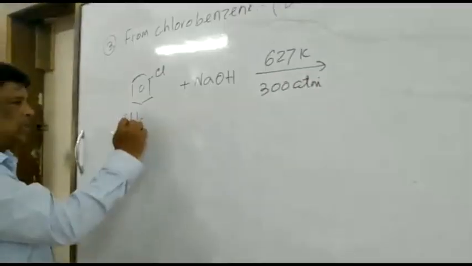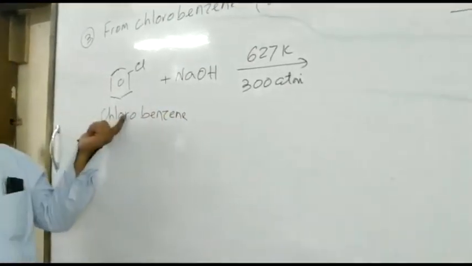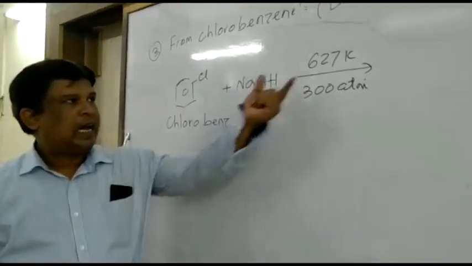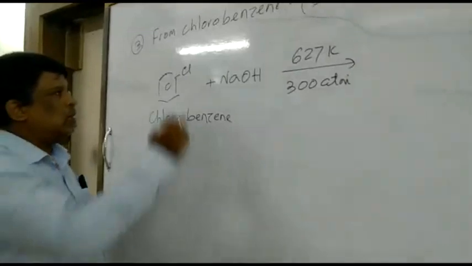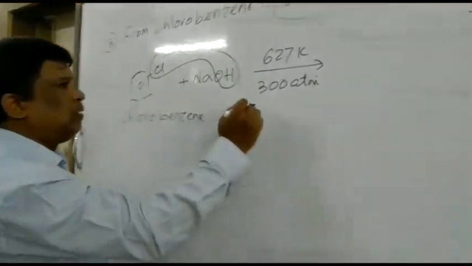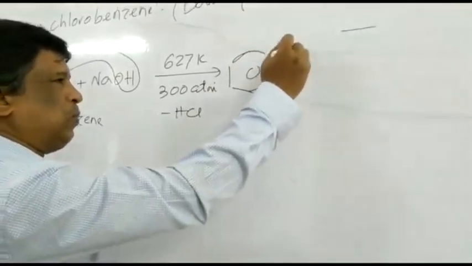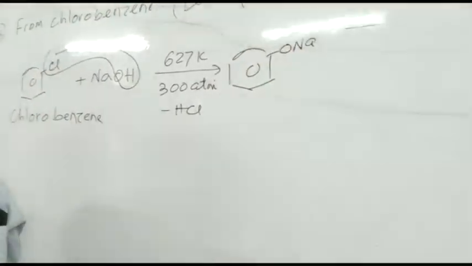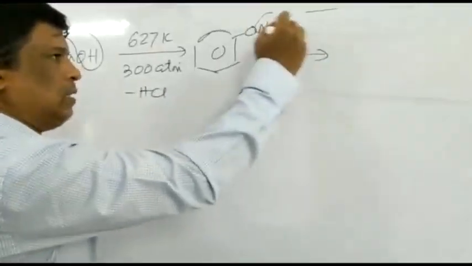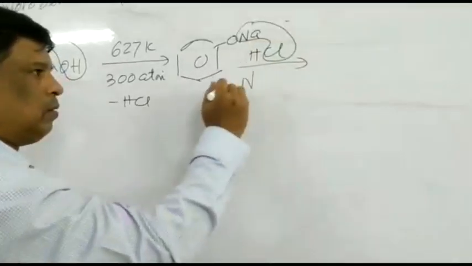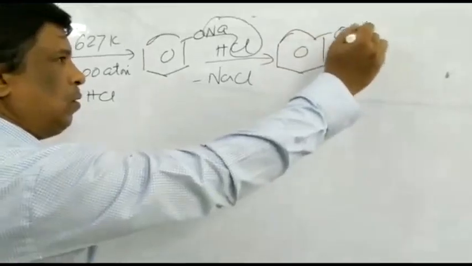When chlorobenzene is heated with alkali at 623 Kelvin under 300 atm pressure, there is a release of HCl, resulting in the formation of sodium phenoxide. Sodium phenoxide is formed, again followed by acidification. There is a release of sodium chloride, resulting in the formation of phenol.